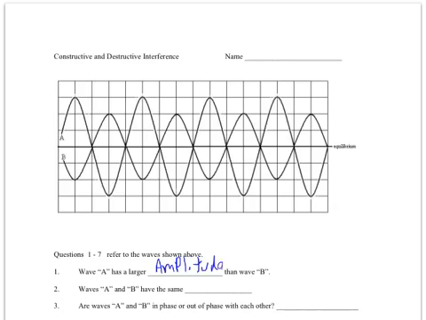Now, wave A and B both have the same wavelength, and I'm just going to put lambda there because I'm lazy and I don't want to write wavelength. Okay, let's keep going here, and feel free to be lazy yourself in that regard.